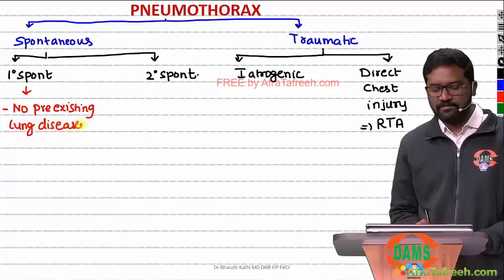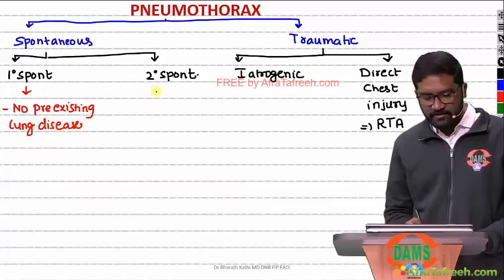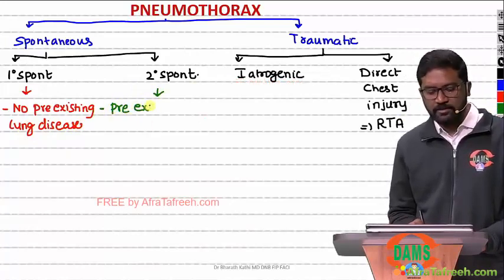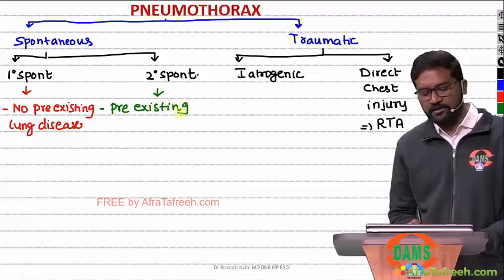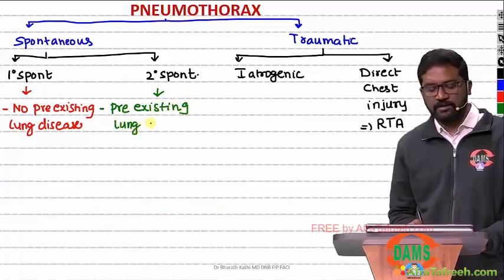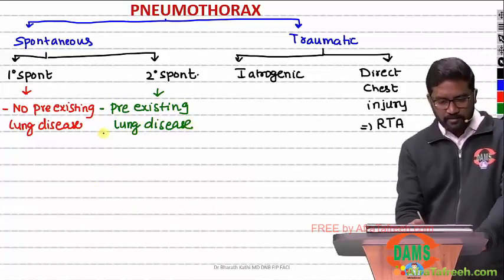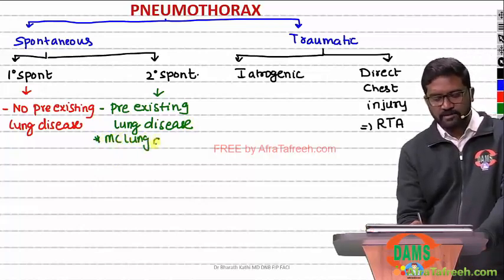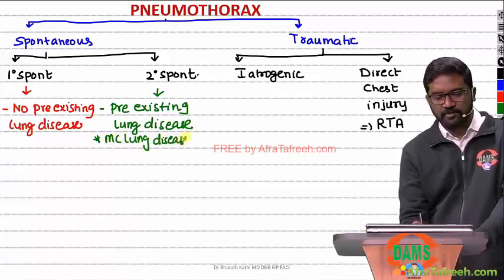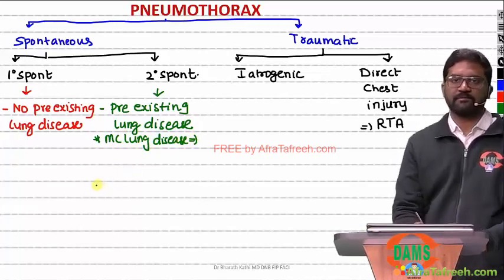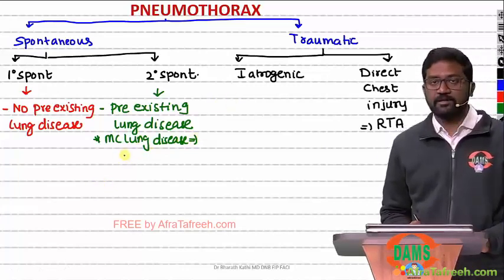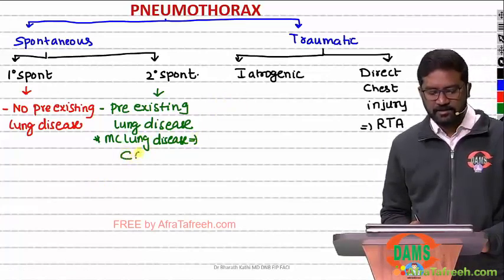Exact mechanisms are not clear. Whereas in secondary spontaneous pneumothorax, there will be a particular pre-existing lung disease, and that lung disease is responsible for pneumothorax. What is the most common lung disease in clinical practice responsible for pneumothorax? In which lung disease are there hyperinflated areas called bullae, which can break at any point of time, resulting in air escaping to the pleural space?